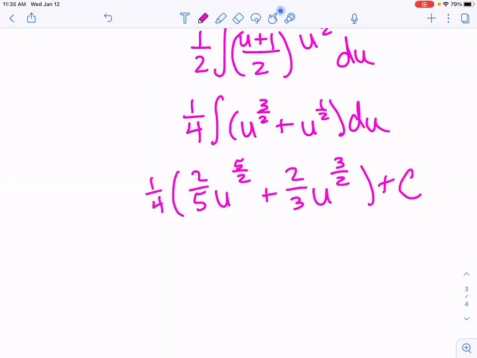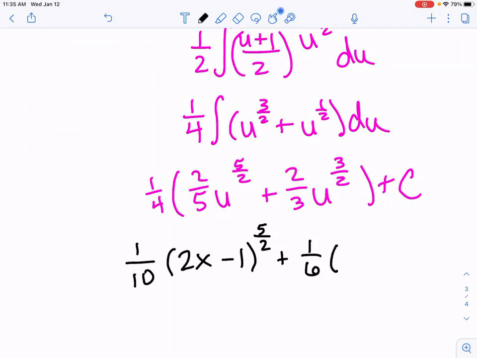So I'm going to do two things at once. I'm going to distribute the 1/4 and replace the u with, was it 2x minus 1? So we have 1/10 times 2x minus 1 to the 5/2 and 1/6 times 2x minus 1 to the 3/2 plus c.